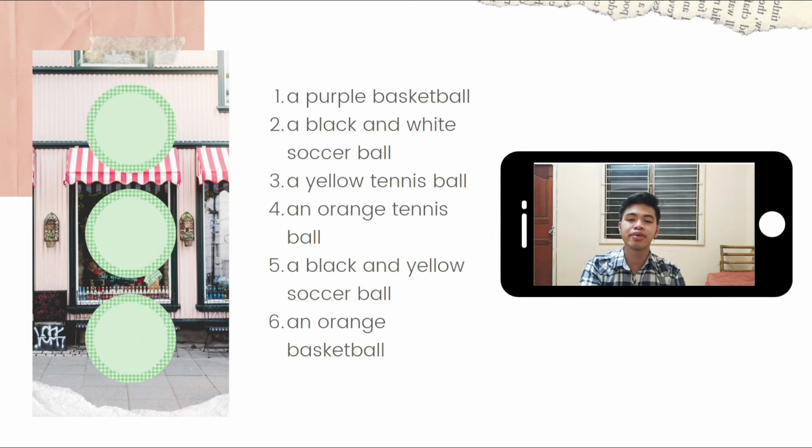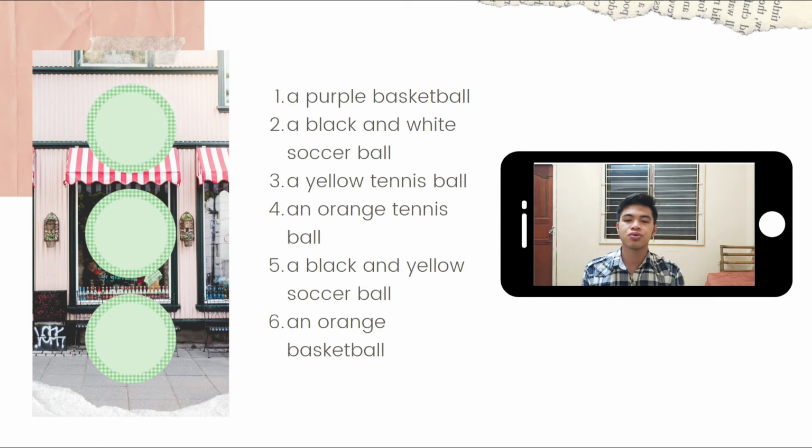So we have a purple basketball. Can we see it in the sports store? No, we cannot see a purple basketball in the sports store. So we're not going to write it in the circle. So let's go to number 2.